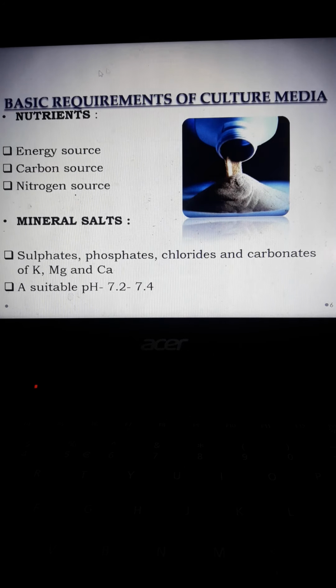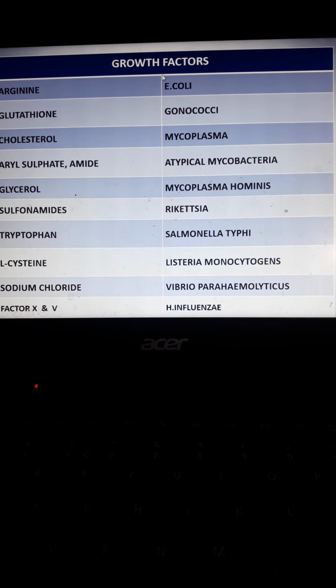Basic requirements for culture media: we have energy, carbon, nitrogen. Mineral salts: we have sulfates, phosphates, chlorides, carbonates, potassium, magnesium sulfate, magnesium carbonate, calcium carbonate. Suitable pH is 7.2 to 7.4. Take note, it is almost a weak base; water is a weak base. So almost neutral, 7.2, di ba?